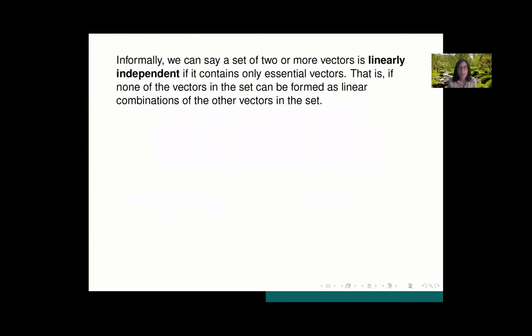Informally, we say that a set of two or more vectors is linearly independent if it contains only essential vectors. That is, if none of the vectors in the set can be written as linear combinations of the other vectors in the set.